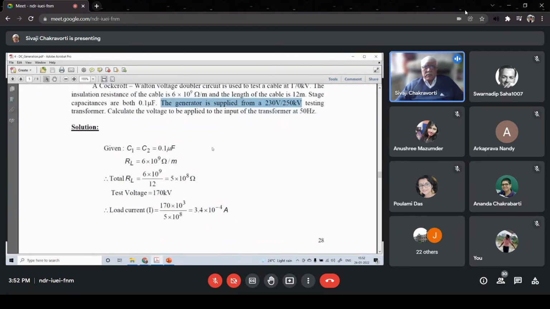So how do we solve this problem? Frequency is 50 Hz. C1 and C2 are known, and RL is given per meter, but this is a cable and this is the cable insulation resistance. Just visualize that the cable insulation resistance is between the cable conductor and the cable sheath, in the radial direction. Think about the coaxial configuration. So these resistances are between the cable conductor and the sheath.